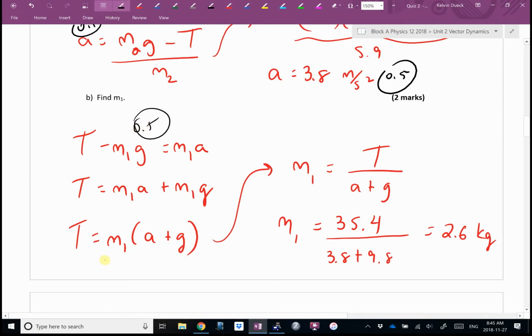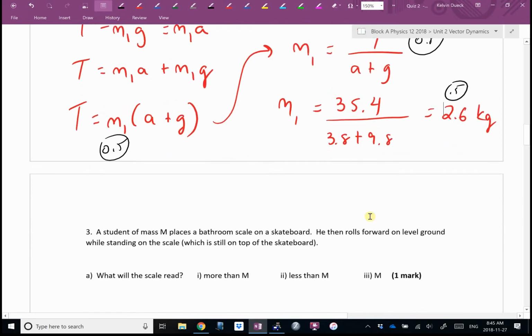you recognized we needed to factor. I'd give you a half mark for that equation and a half mark for the answer. If you got the acceleration wrong, but you went 35.4 divided by your acceleration plus 9.8, I would give you 2 out of 2 for part B, right? Oh yeah, turn the page.